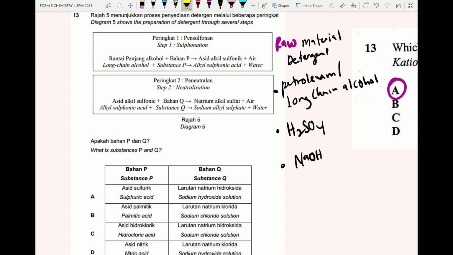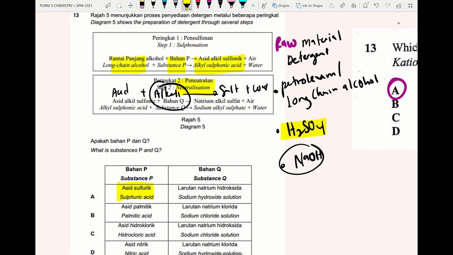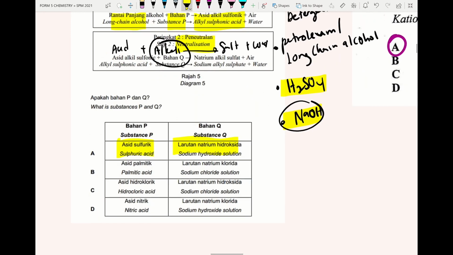All right, so we try to check this question. Long chain alcohol, substance P. Here we have an acid, so the acid used is sulfuric acid. All right, we check the next one. Neutralization: we should have acid plus alkali, we should get salt plus water. So the alkali is substance Q. The alkali is sodium hydroxide, so we check sodium hydroxide, and the answer will be A.